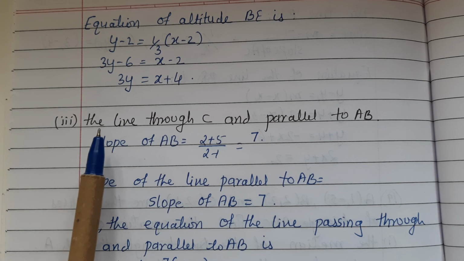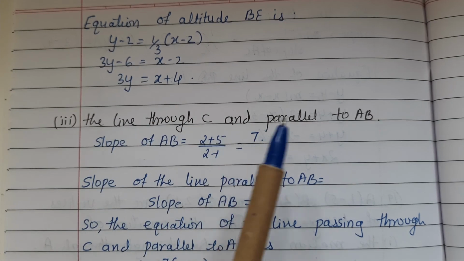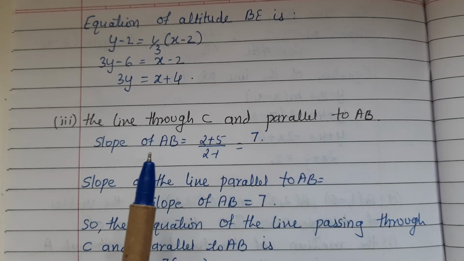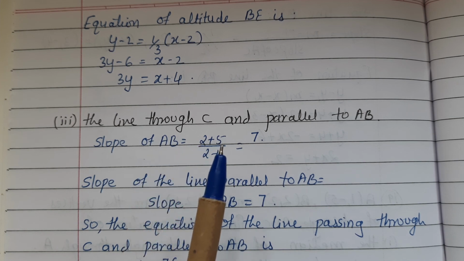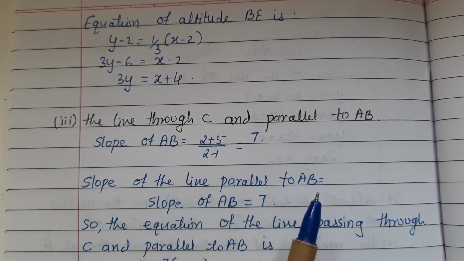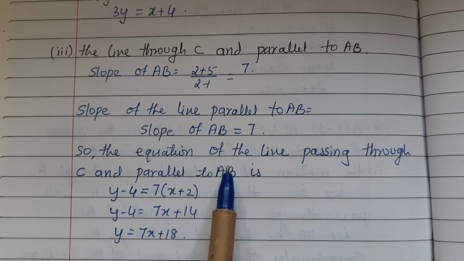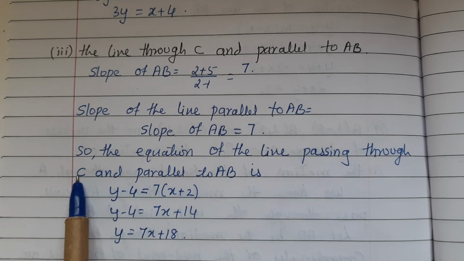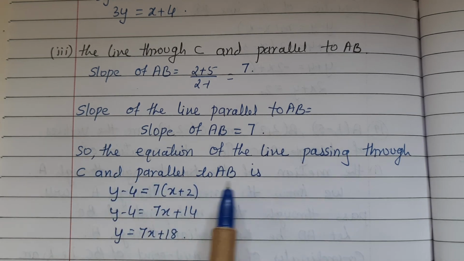Third part, the line through C and parallel to AB. Slope of AB equal to (2 + 5)/(2 - 1) equal to 7. Slope of a line parallel to AB equal to slope of AB equal to 7. So, the equation of the line passing through C and parallel to AB is y - 4 = 7(x + 2). y - 4 = 7x + 14, so y = 7x + 18.